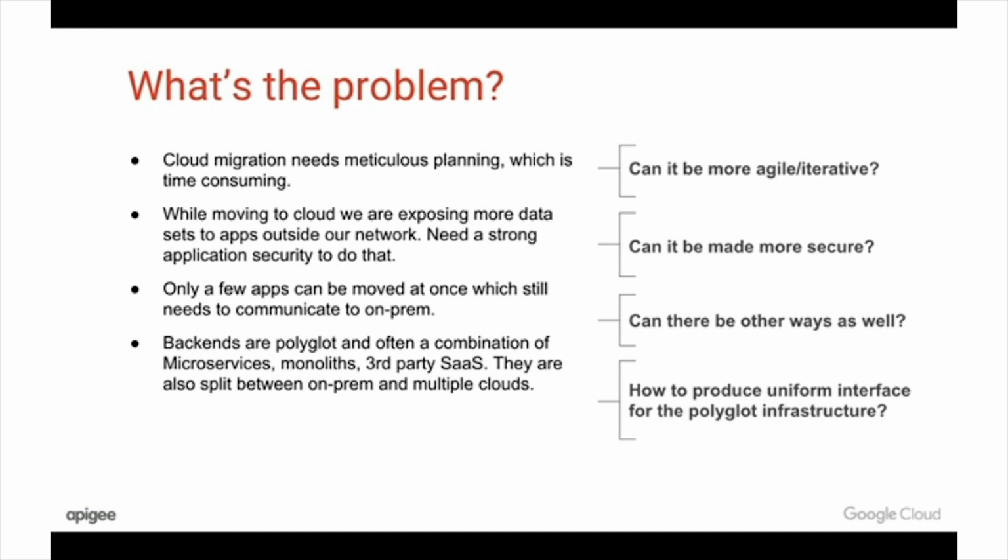So in this extremely polyglot and diverse world, you still need to, and more importantly, you need to maintain a uniform set of APIs. And how do you do that?